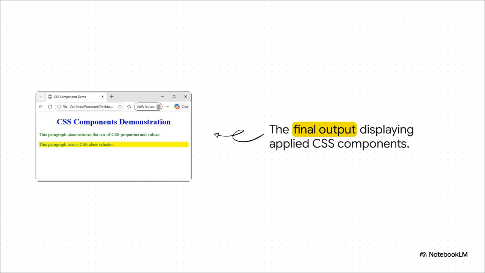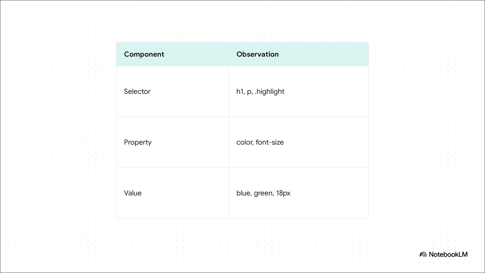It's kind of magic. Let's explicitly connect this colorful output back to the theory we started with. This brilliantly illustrates how the components work in the real world. Every single styling change we see is the direct result of a selector targeting an element, a property defining what to change, and a value dictating the exact look. Our H1, P, and dot highlight selectors did the heavy lifting of finding the text, while our values, blue, green, 18px, and yellow, provided the actual visual data.